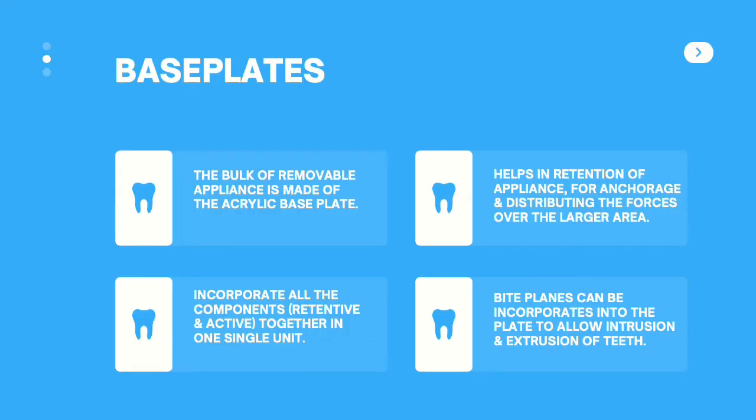Now we move to the base plate. The base plate is one of the components in removable appliances, other than the active component and retentive component. The bulk of the removable appliance is made of the acrylic base plate. It incorporates all the components, the retentive and active components, together in one single unit. It helps in retention of the appliance and in distributing the forces over a larger area. A bite plane is a modification of the base plate, and it can be incorporated into the plate to allow intrusion and extrusion of teeth.